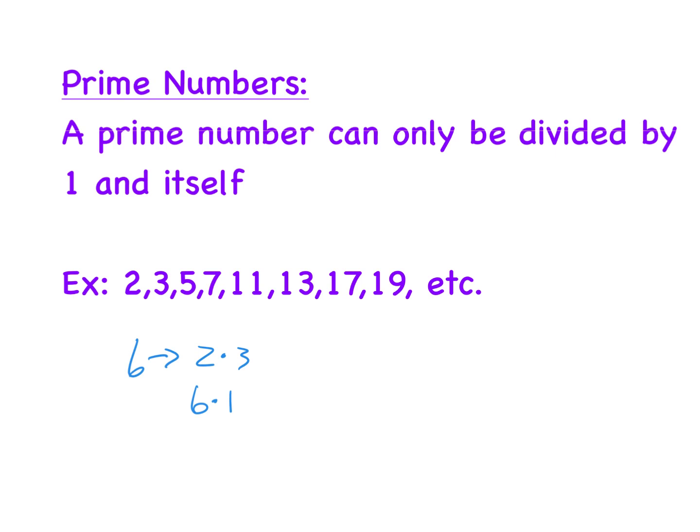6 is not prime. But what if I did 3? What times what equals 3? 1 times 3, right? Is there anything else? No. Because there's nothing else, that means that 3 is a prime number. And so when you look at all these numbers that we call prime numbers, every one of them, the only factors they have is 1 times itself. Okay? 5, 1 times 5. 13, 13 times 1, and so on. We're going to use these prime numbers, and they're going to help us to break down the radicals.